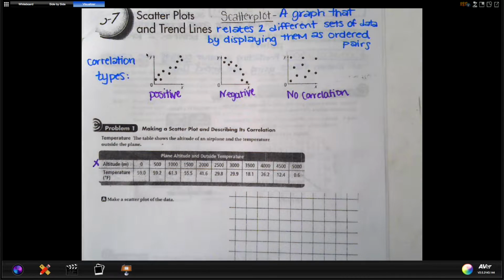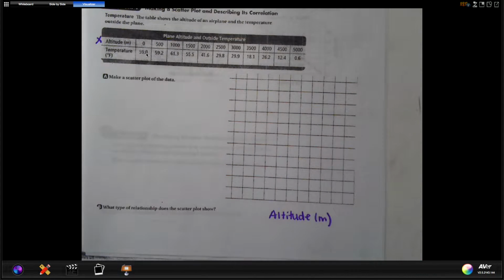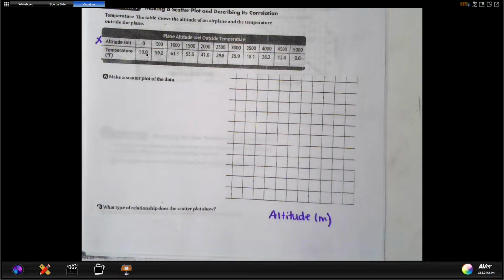And you always want to put, oh, hold on. We're not on screen. Sorry. Online people. All right, there we go. So across the x-axis is altitude. And you want to put what it's measured in. So it's measured in meters.